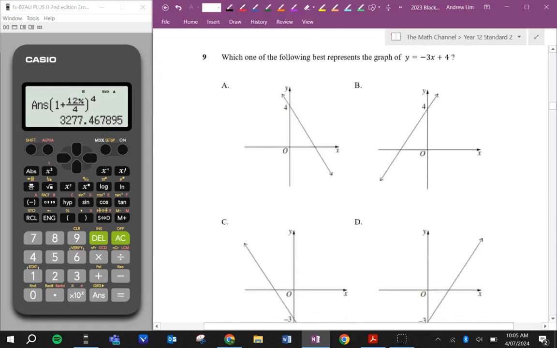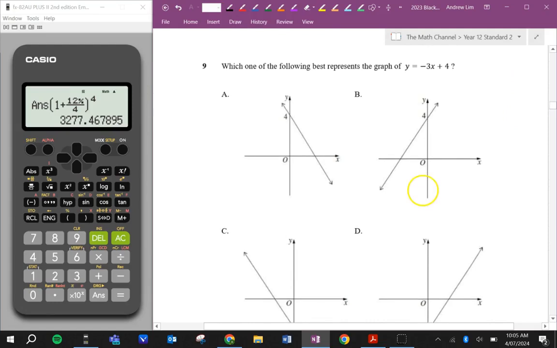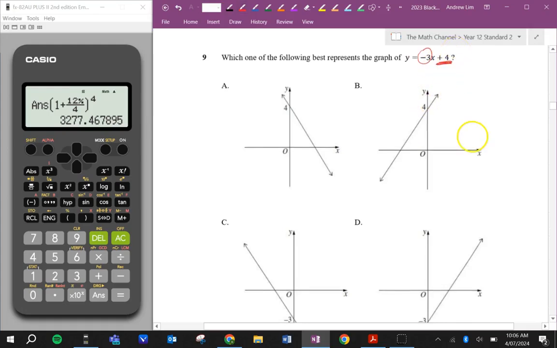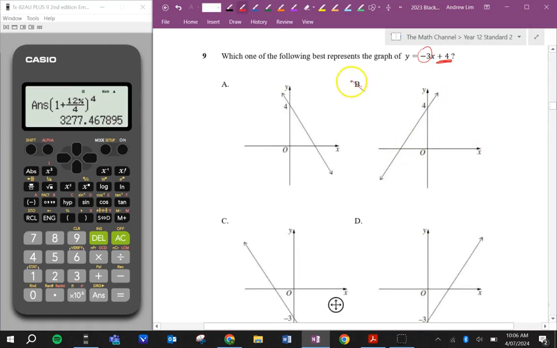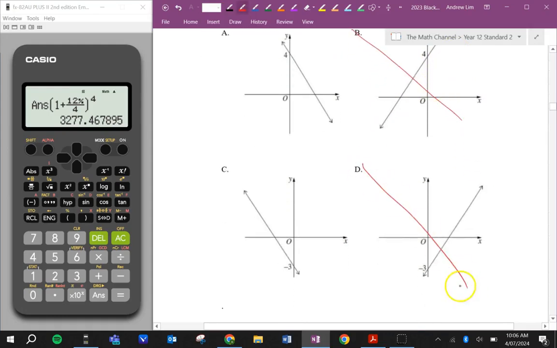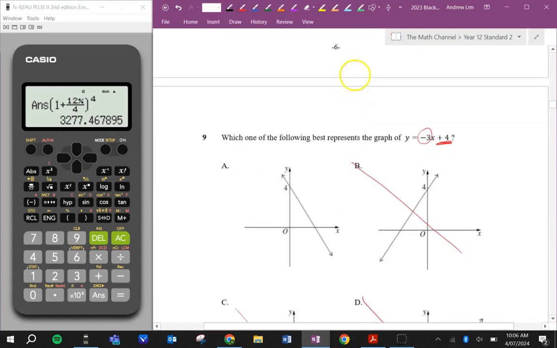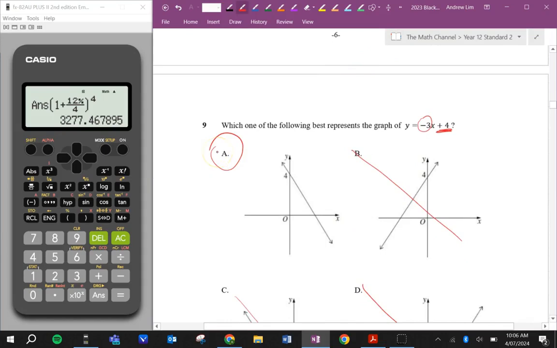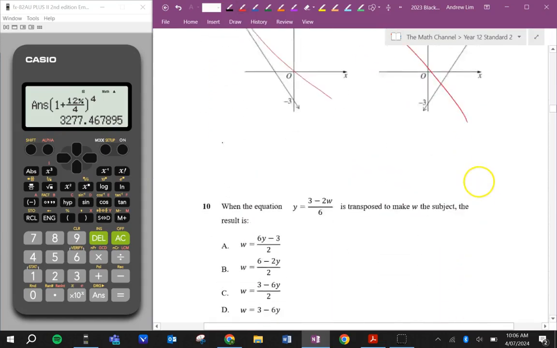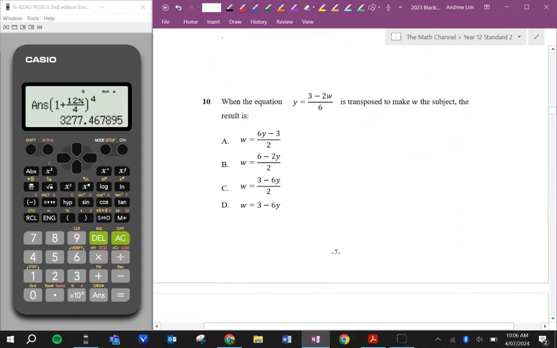Which of the following best represents the graph of y equals minus 3x plus 4? So because the gradient is negative, we know it's sloping down, and it's got a y-intercept of 4. So it looks like it's A, that's sloping up, so it's not B. It's not D, that's sloping up. And C has a y-intercept of negative 3, so it's not that. So it's A.